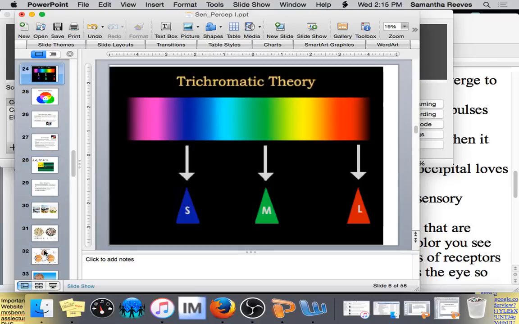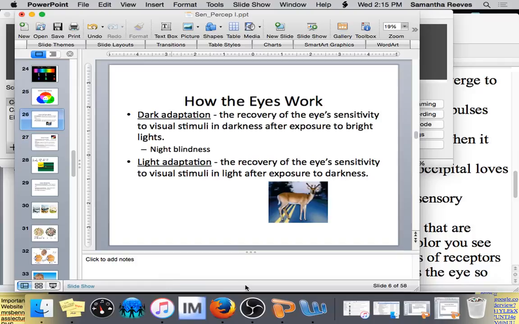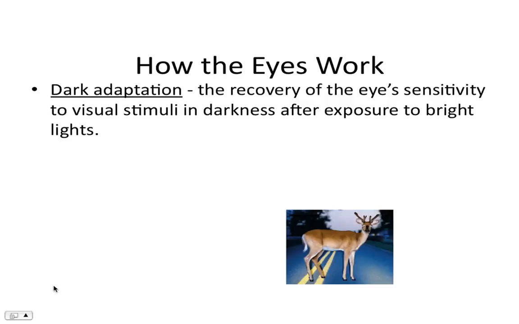Yep. All right, so we're going to start with our trichromatic theories. Actually, I'm going to start with dark adaptation and light adaptation, and let you fill in a little bit on your paper. Dark adaptation is the recovery of one's eye sensitivity to visual stimuli in darkness after exposure to bright lights. So dark adaptation is when the lights are off and everything's fine, okay?